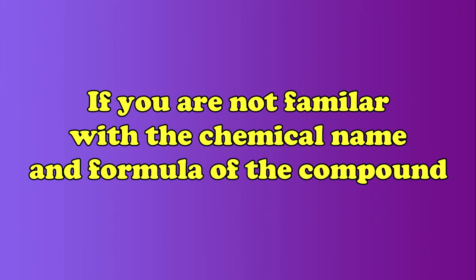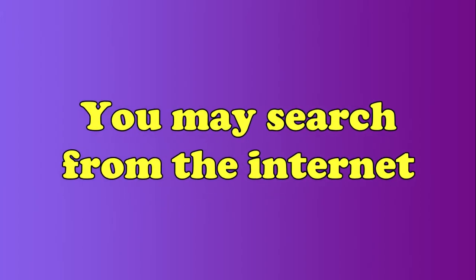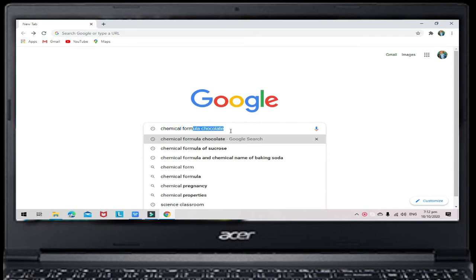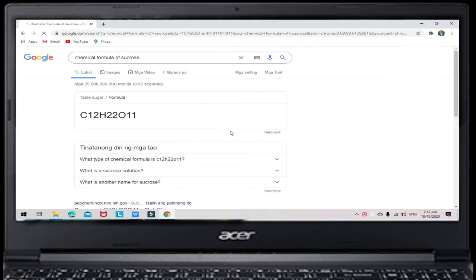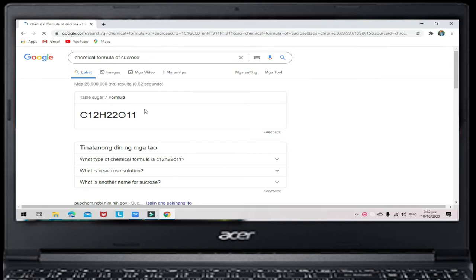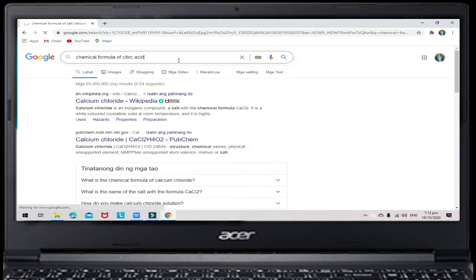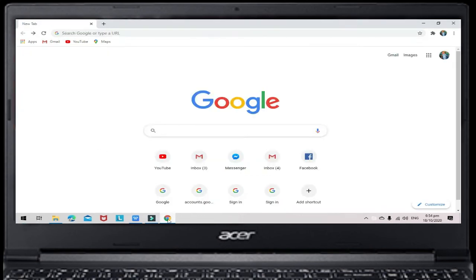If you are not familiar with the chemical name and formula of the compound, you may search from the internet. Go to google.com. Then, from the search box, you will type the chemical formula of a particular compound, for example, sucrose, and then the chemical formula will appear. Another example, chemical formula of citric acid. Again, the formula will appear.